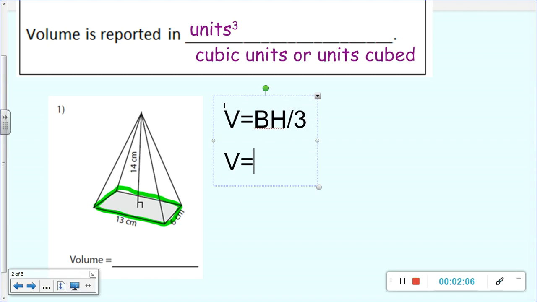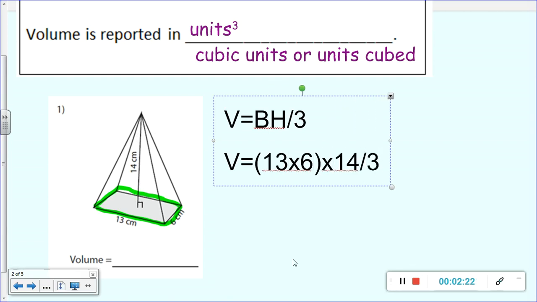So that means my base face, being a rectangle, I'm going to do 13 times 6. And then multiplying it by the height of my pyramid, which is 14. And then I'll divide that by 3. And because everything is multiplication and division, I can do this in one fell swoop.